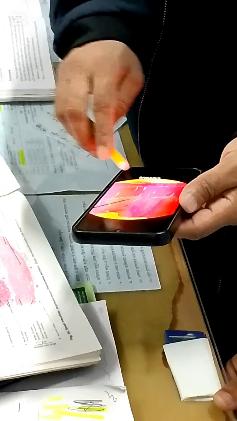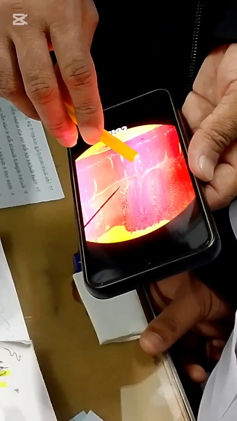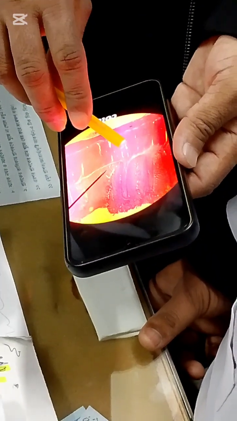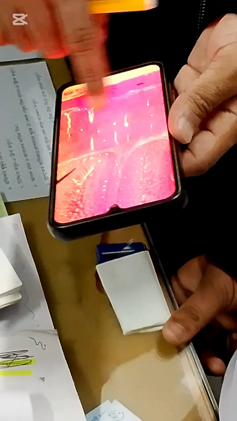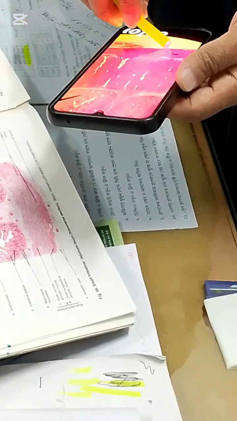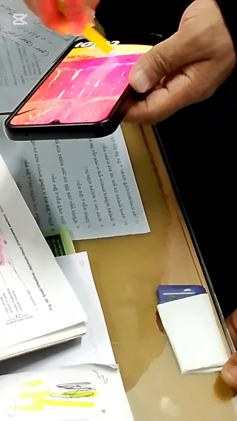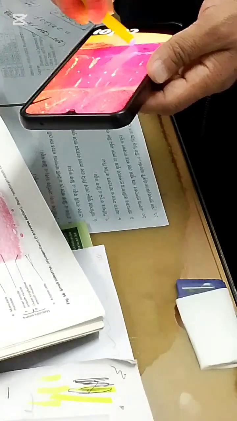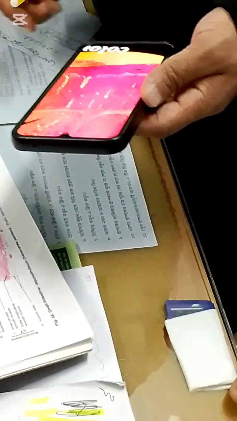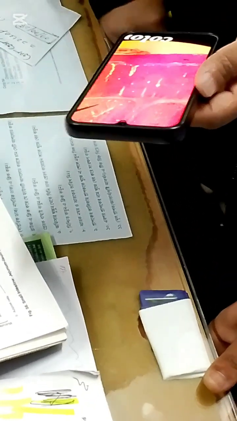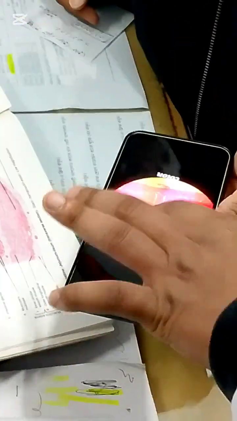If we give the cursor in this place, you have to write muscularis externa. These are the muscular layer. And this one, sorry, serosa. In case of colon, serosa. In case of trachea, adventitia.